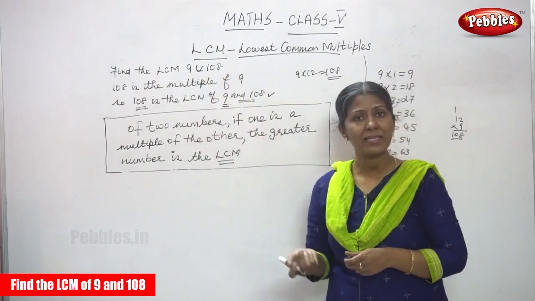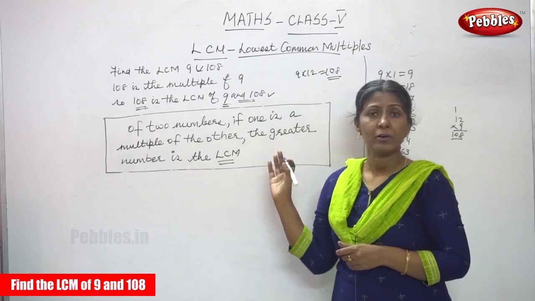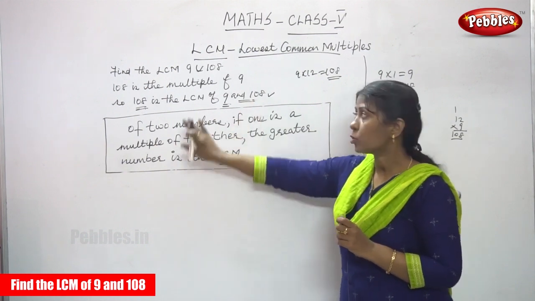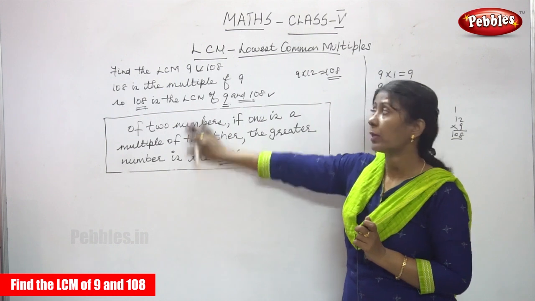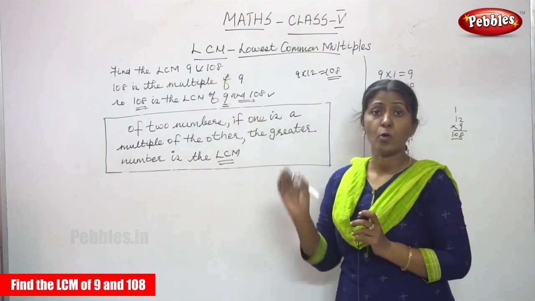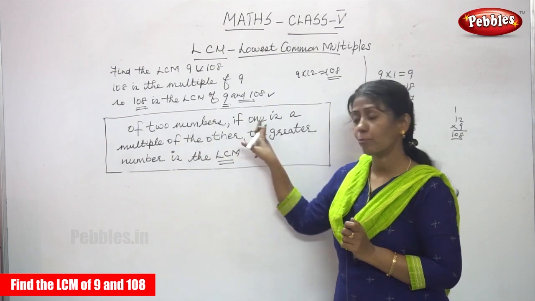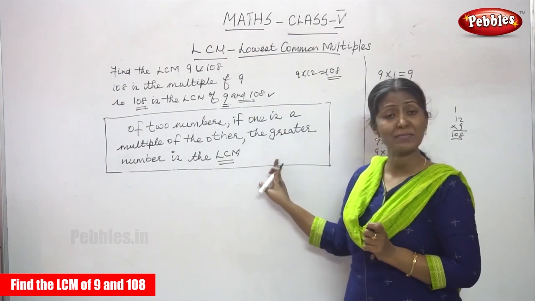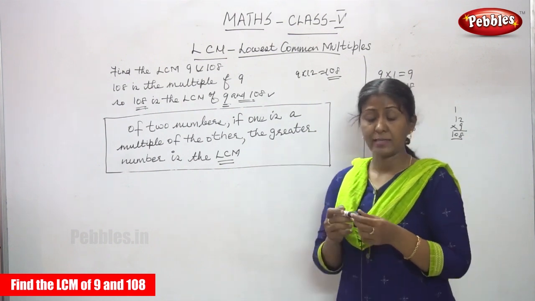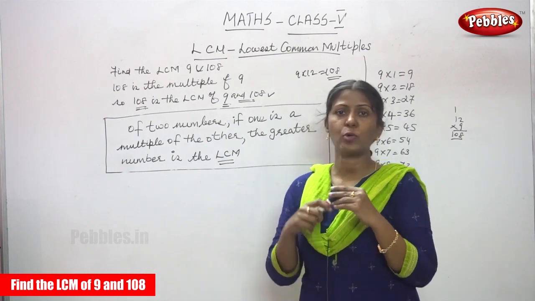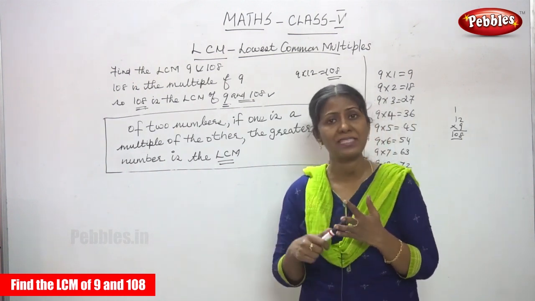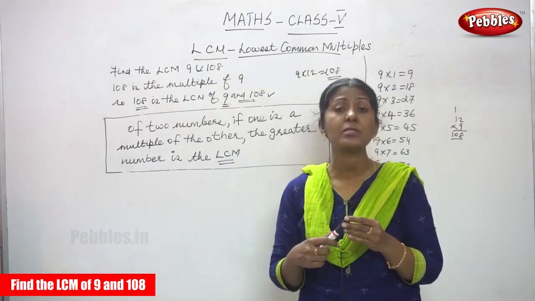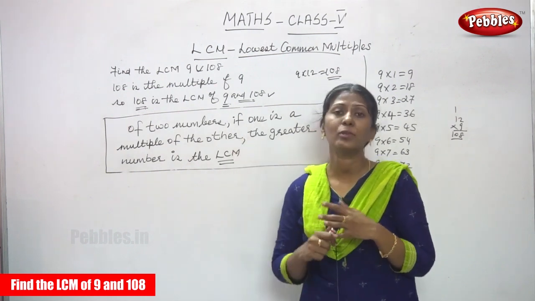We should not do any factors, multiples, or prime factorization method, none of those things for this particular rule. We must only know this rule and apply it for the particular sum. Only for two numbers where one is a multiple of the other, the greater number is the LCM. So don't forget the rule and do the sums properly. Whatever I taught, factors and multiples, I taught you very clearly. Do the sums once or twice and go through the videos. Practice more sums, then you will be thorough in the concept.